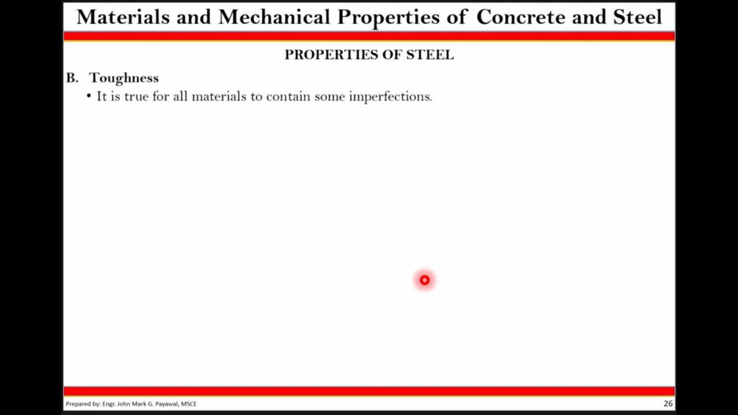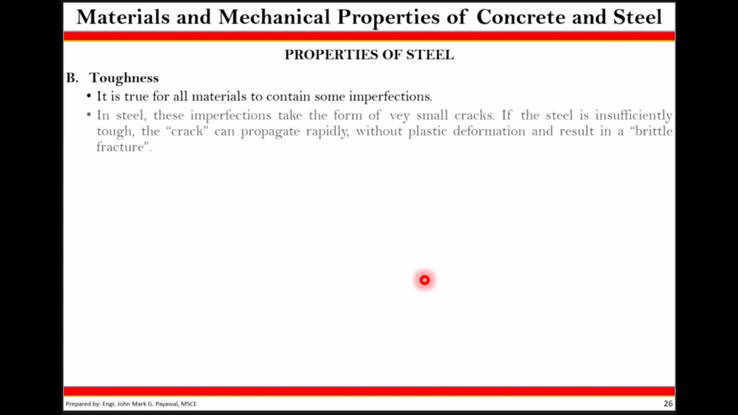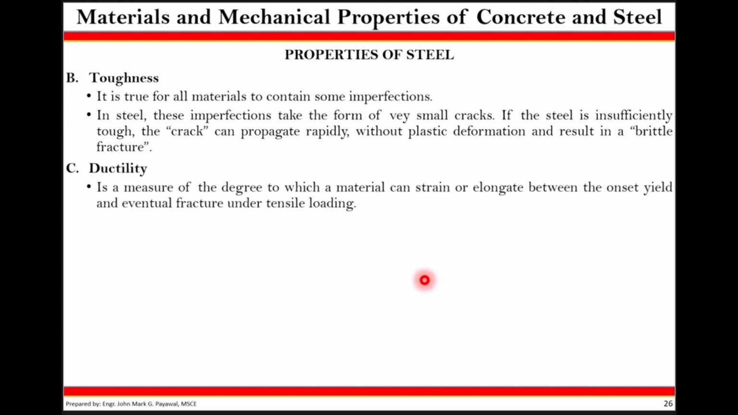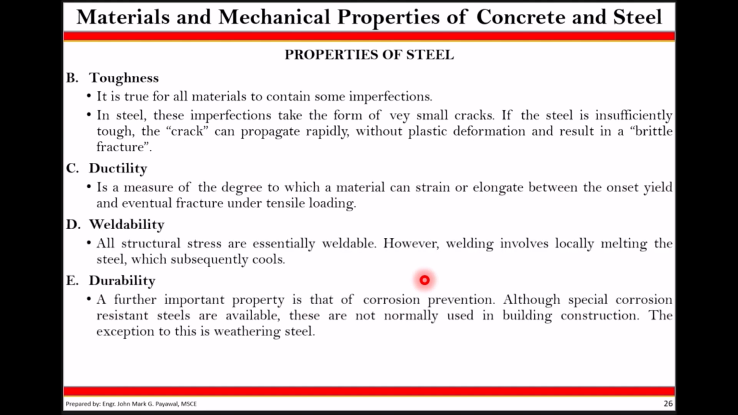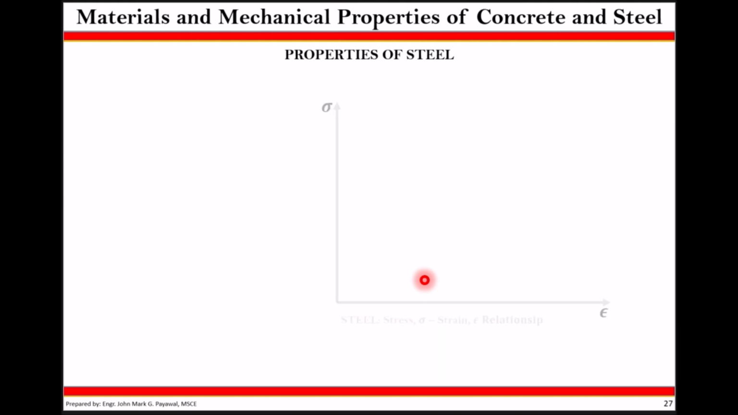Other properties of steel that have less provisions in the codes are your toughness, your ductility, your weldability, your durability. We will not discuss these in full detail, but they will serve as supplementary and additional learning for you to better understand the properties of your steel.